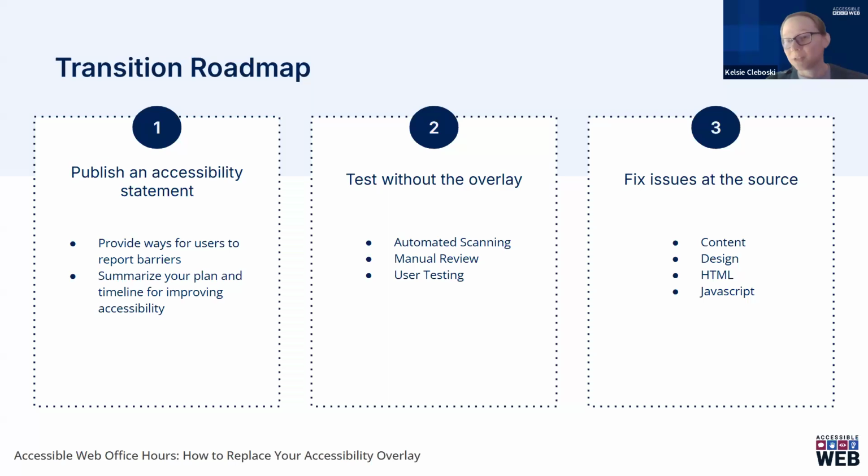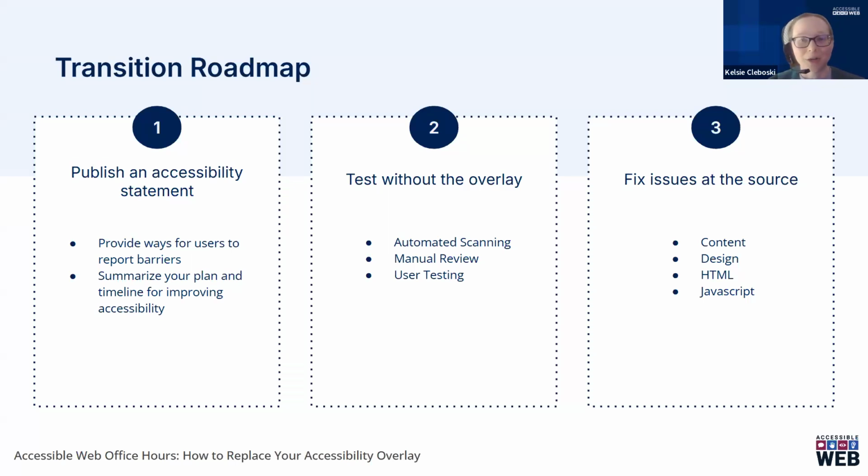So yeah, when you're ready to start moving away from an overlay tool, there's definitely some steps that we recommend as to be part of your transition roadmap. First is to publish an accessibility statement. And there's two key pieces of information that your statement can include that can really support your overall goal of digital accessibility. First is to provide ways for users to report barriers.